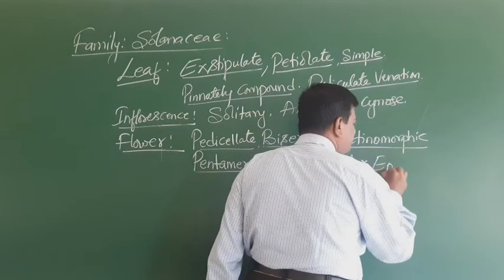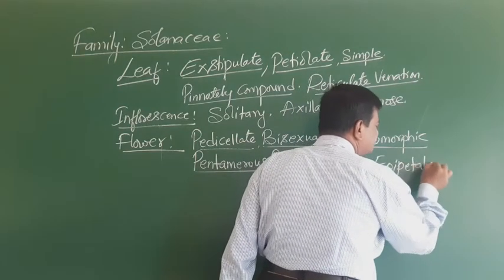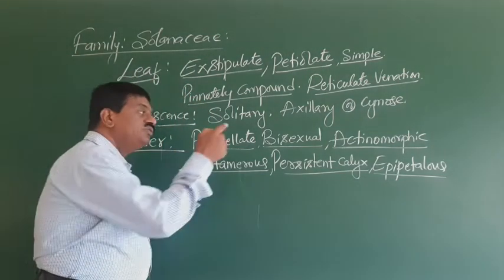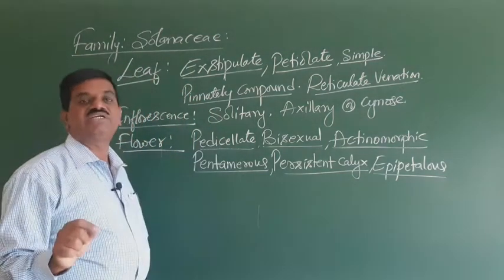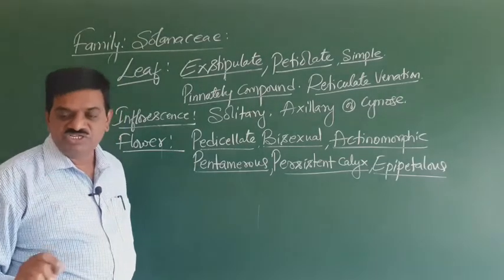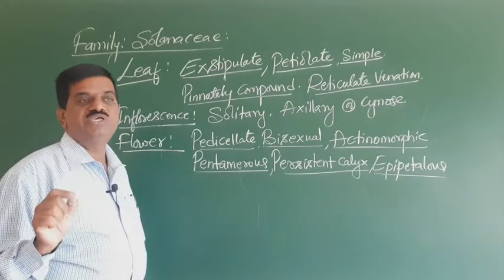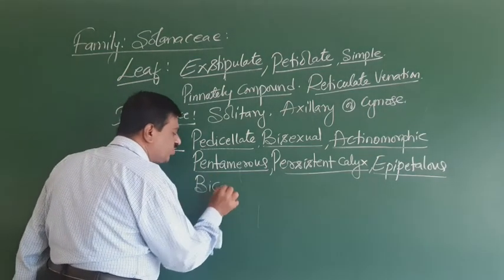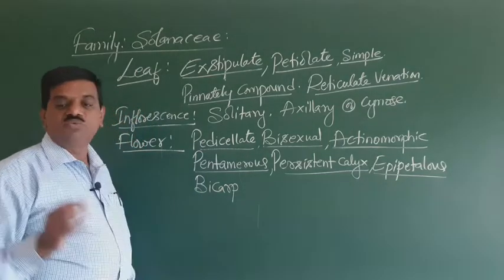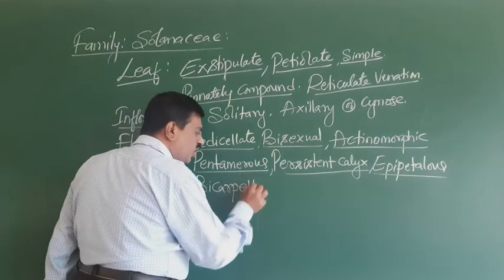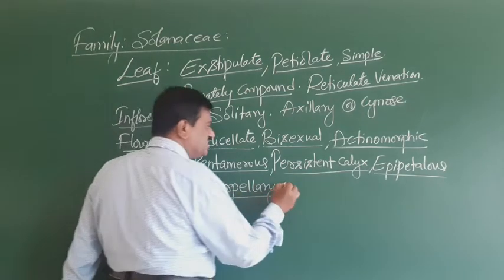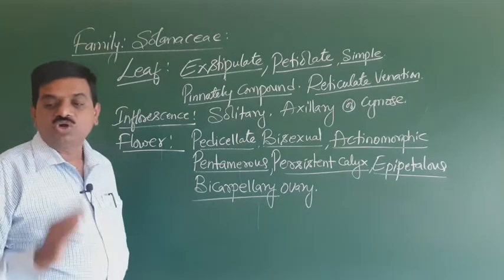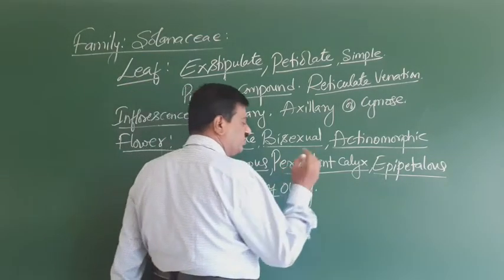Next, Epipetalous. Here the stamens are attached to the petals, hence we use the word Epipetalous condition. Next, bicarpellary ovary. Here, in the word bicarpellary, 2 carpels are present, so it is called bicarpellary ovary.